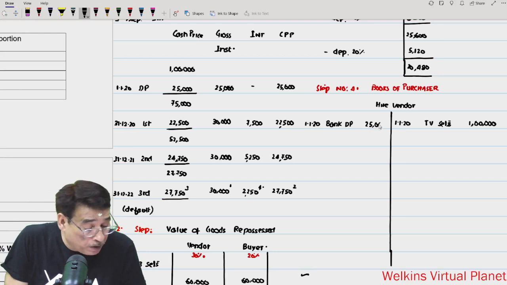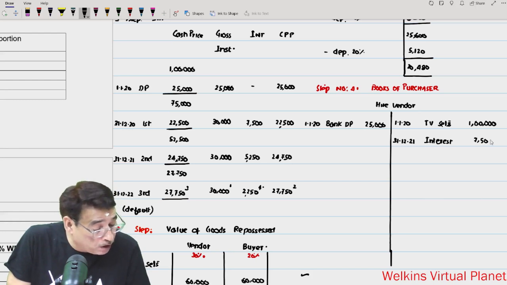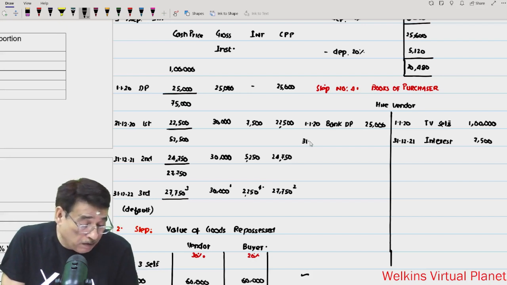25,000 is your down payment. Then we will reach the end of the first year, 31st of 12, 2021. We will pass the entry for interest due. If you remember, interest was 7,500. You are going to write interest 7,500. Then you are going to make the first installment. Amount of first installment is 30,000. Now you are going to write balance carried down. Balance carried down will be equal to 52,500.